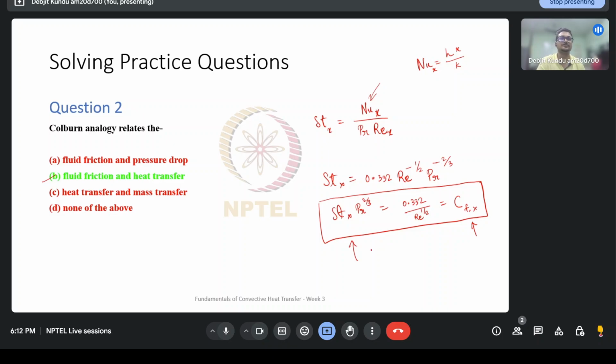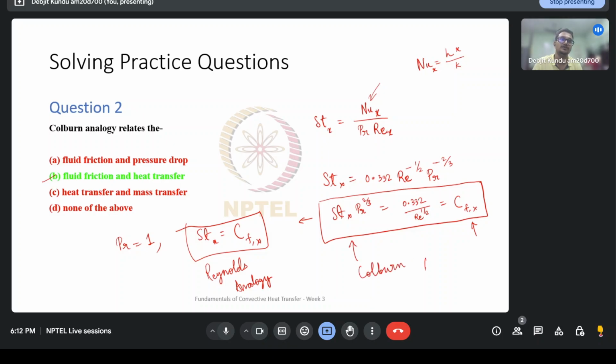Another special case of it is when the Prandtl number is equal to 1, then this equation simplifies to the Stanton number being exactly equal to the friction coefficient. This is known as the Reynolds analogy. This is for Prandtl number equal to 1 only, and for any Prandtl number we have this, which is known as the Colburn analogy. So it connects fluid friction to the heat transfer.